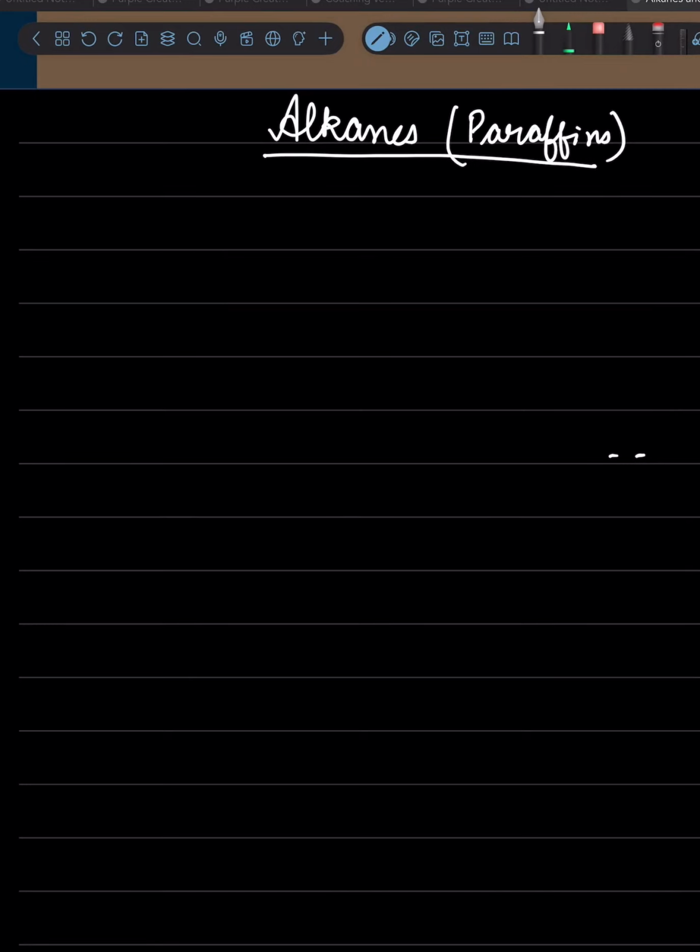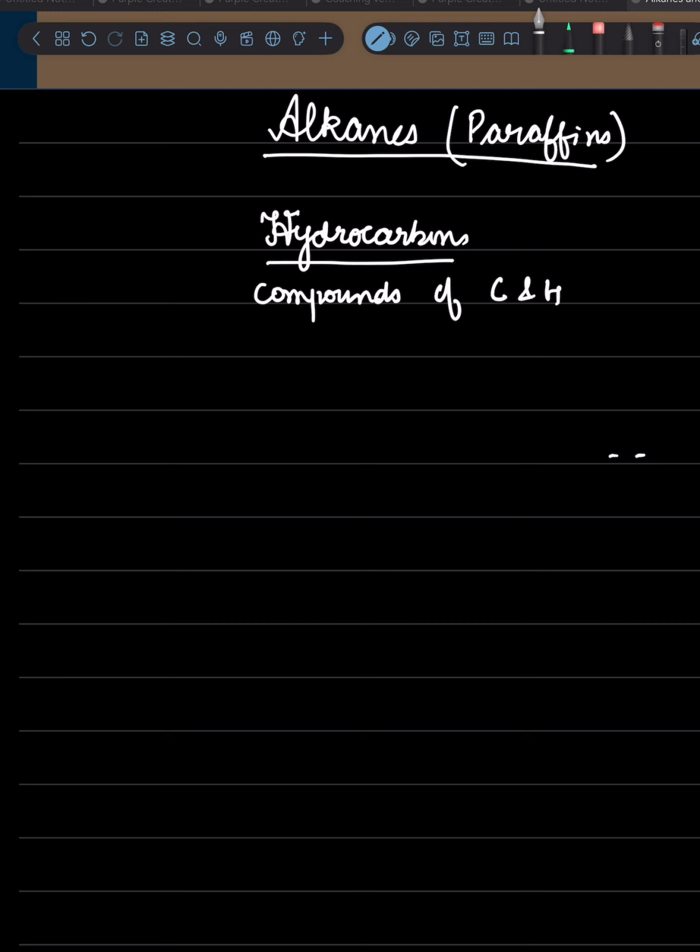Alkanes today. Alkanes belong to the category of hydrocarbons. Hydrocarbons are one class of organic compounds, basically the compounds of carbon and hydrogen. Alkanes have a general formula of CnH2n+2, where n can be any whole number, 1, 2, etc. When n is 1, it would be CH4.